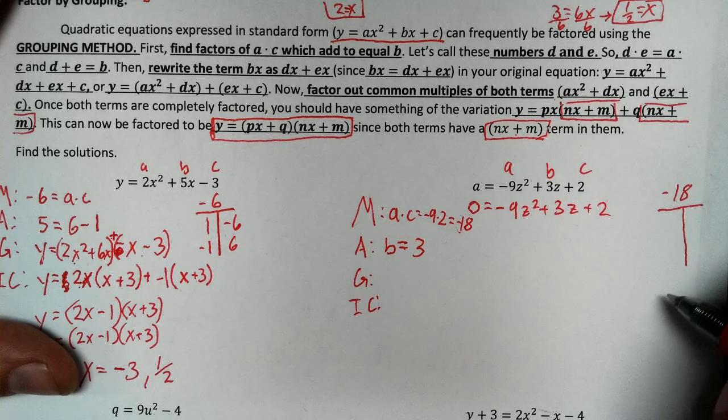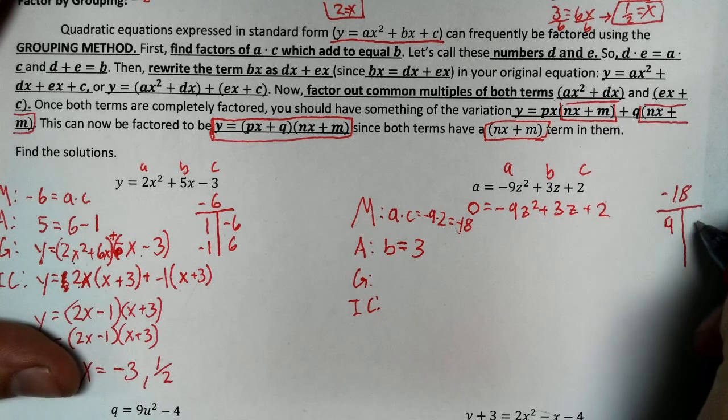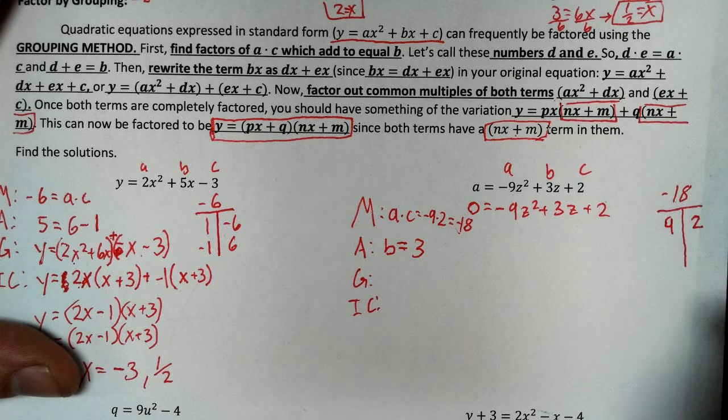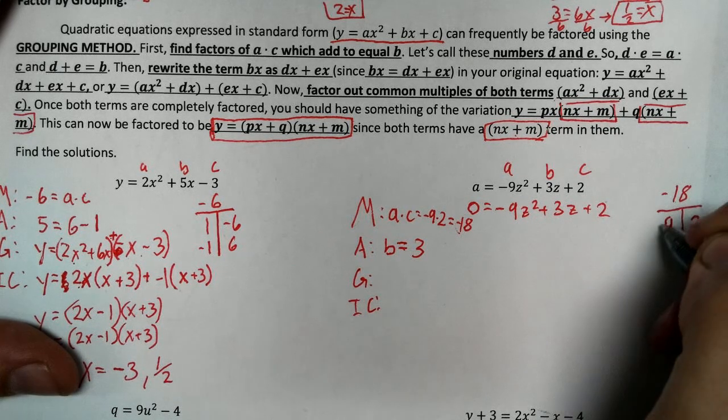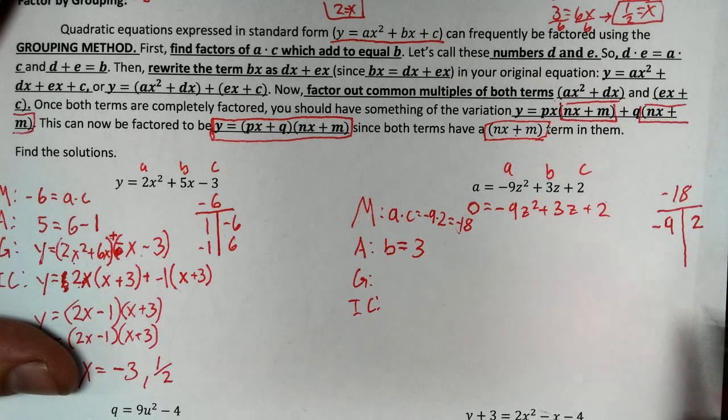But let's go ahead. What can 18 be divided by? I don't know. How about 9 and 2? 9 times 2 is equal to 18. So I'll do negative 9 times 2 is equal to negative 18. That works, okay? So now what's 2 plus negative 9? It's negative 7, doesn't match my b.